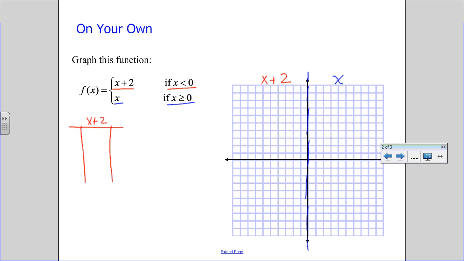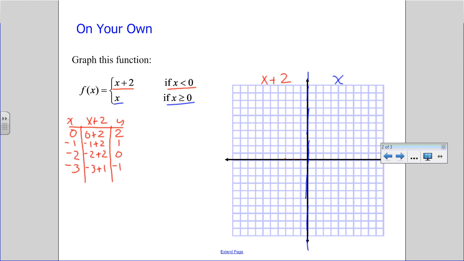We're going to always start with 0, and then I have to go to the left. So I'm looking at negative 1, negative 2, negative 3. So 0 plus 2 is just 2. Negative 1 plus 2 is 1. Negative 2 plus 2 is 0. And negative 3 plus 2 is negative 1. So now we're going to graph those.